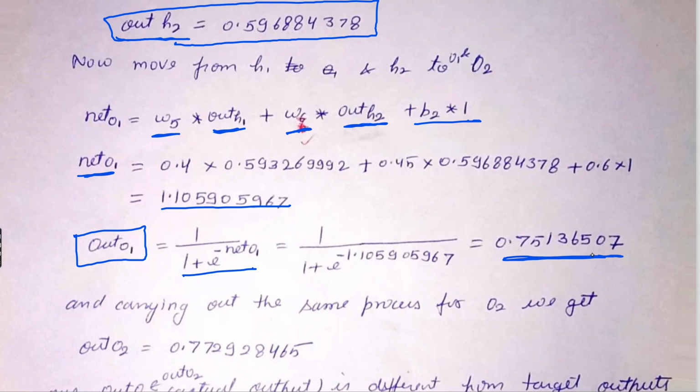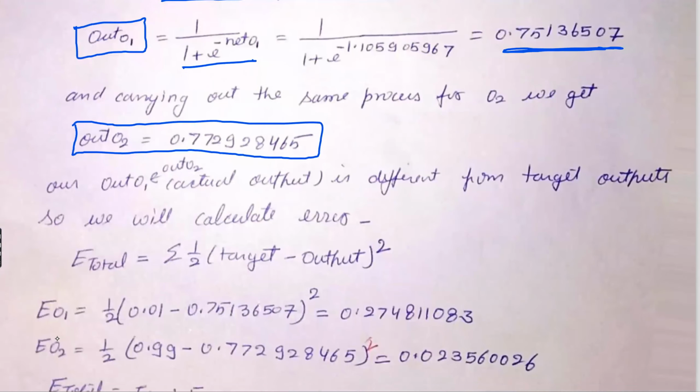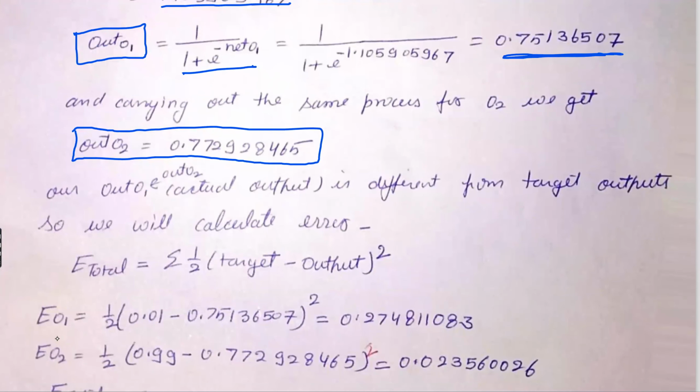Similar method, same process is applied for getting the output of O2, and after applying the same process, the output of O2 is 0.77292846. Now we will compare our output with the target output.